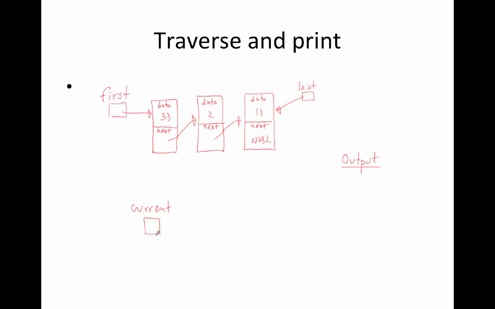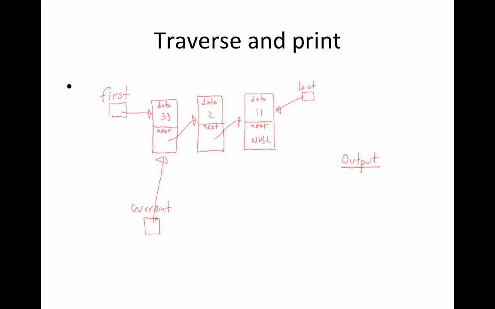So what we're going to do is traverse this linked list, and we're going to keep track over here of the output. We're just going to print each data member as we get to each one of these fields within the elements in the linked list. So we're going to start current at the beginning of the linked list. So current is going to point to the same thing that first points to.